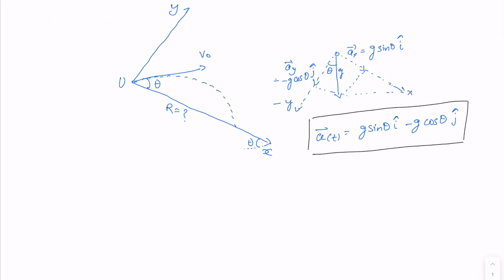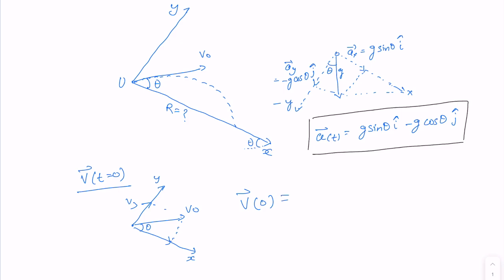Let's look at the initial value of the velocity vector. So let's calculate the velocity vector at time t equals 0. Again, x-axis, y-axis, v0, theta. This is vx, this is vy. So the velocity vector at time 0 is v0 cos theta i cap plus v0 sine theta j cap.